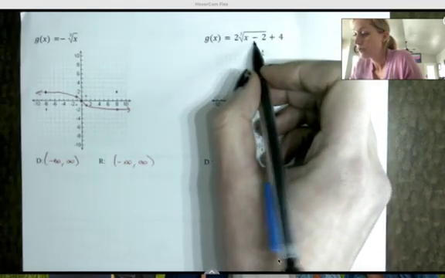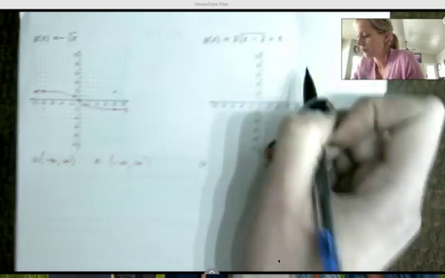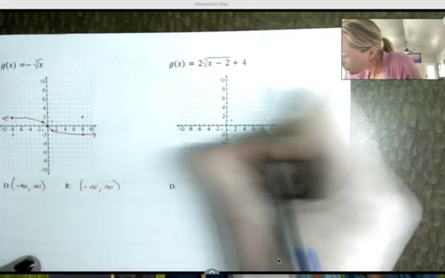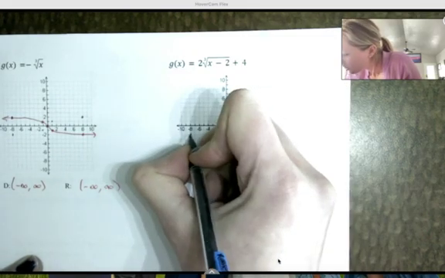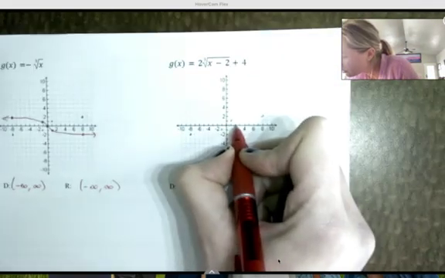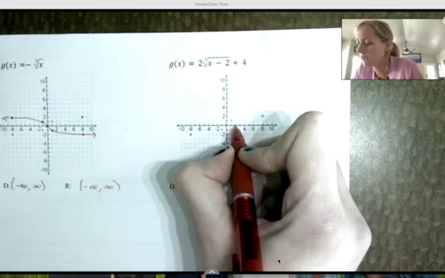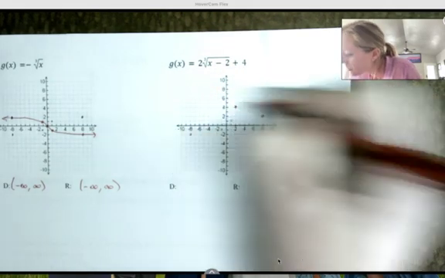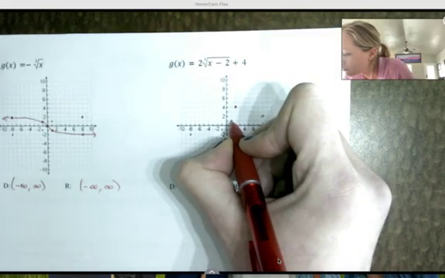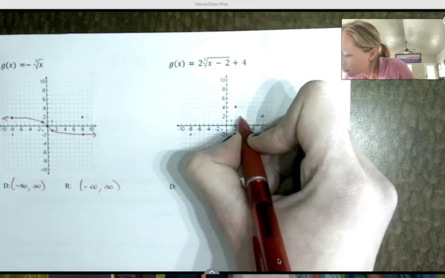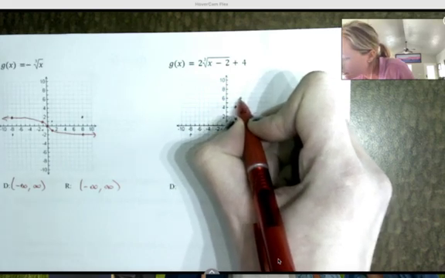Another cube root. This is right 2, multiply by 2, and then up 4. Put my parent ones in here. Each point: 0, 0, right 2, multiply y values by 2. Right now my y value is 0. 0 times 2 is still 0, plus 4. This point at 1, move right 2. Multiply the y by 2, so now I'm up at 2, and then add 4. 2 plus 4 gets me up here to 6.